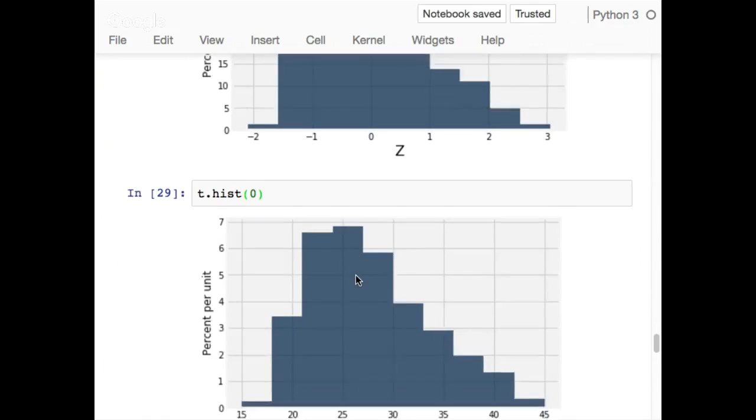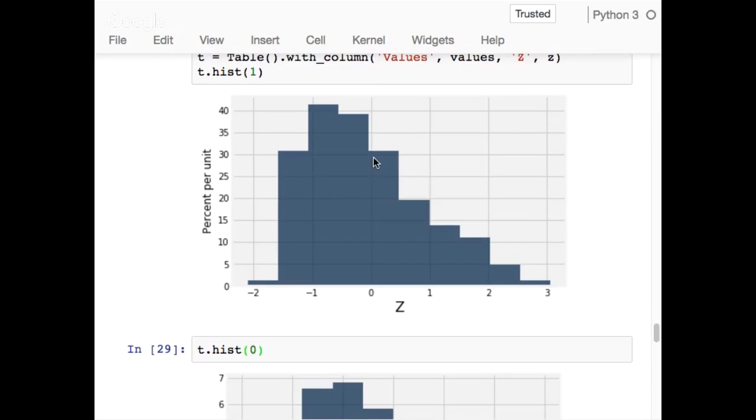Here, same thing, but in standard units. The average you notice here is 0. The 1 here is 1 standard deviation away, and the -1 is 1 standard deviation away in the opposite direction. Any questions about that?